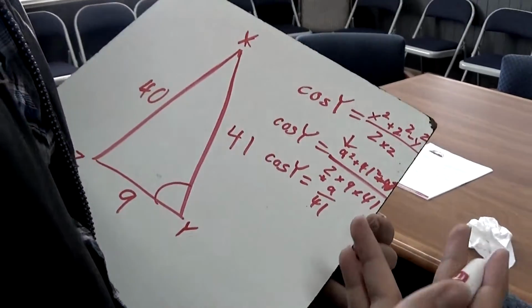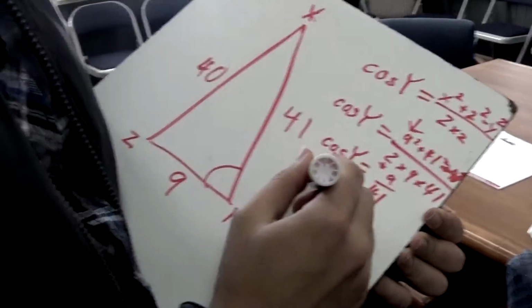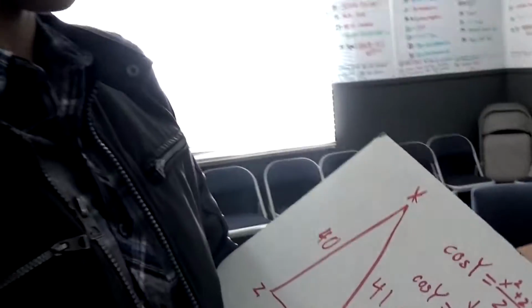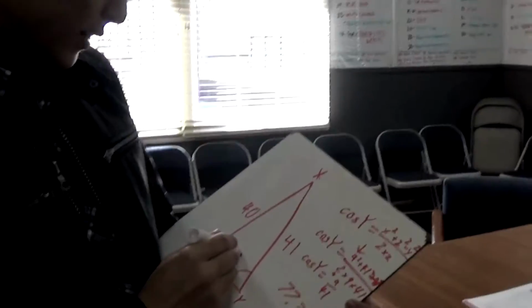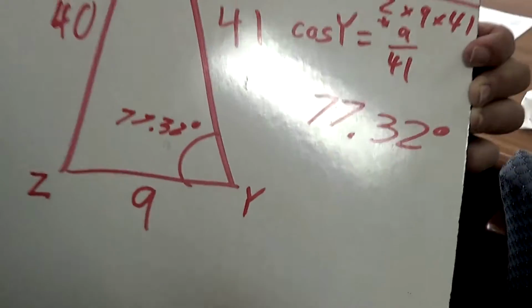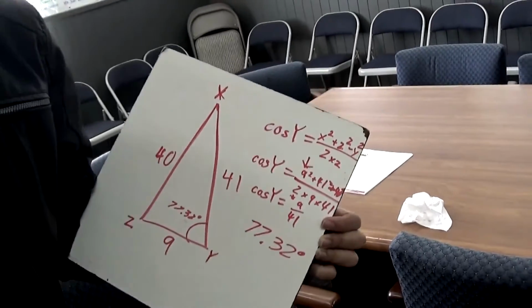And so the answer of that would be 77.32 degrees, since that's the cosine inverse of 9 over 41. So that's our answer. Yay! 77.32 degrees for angle y. And that's how you use the law of cosines.